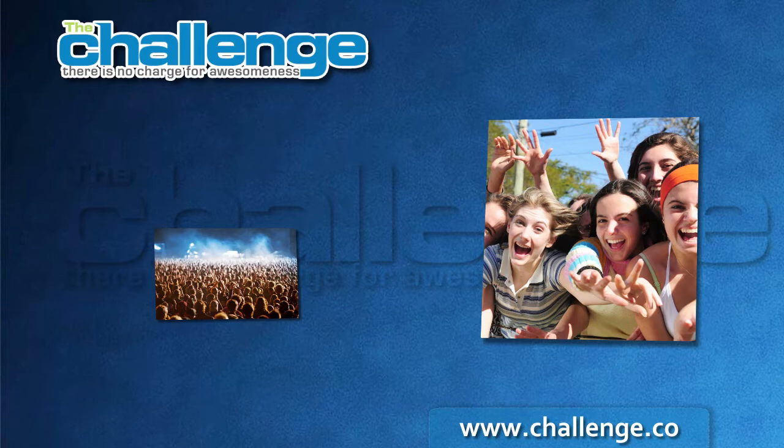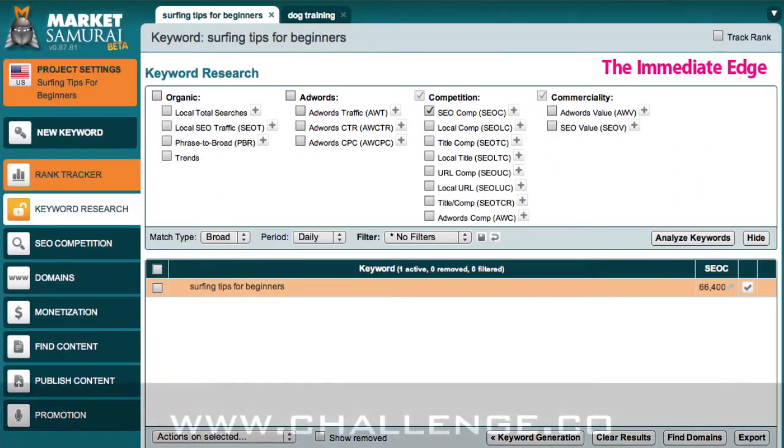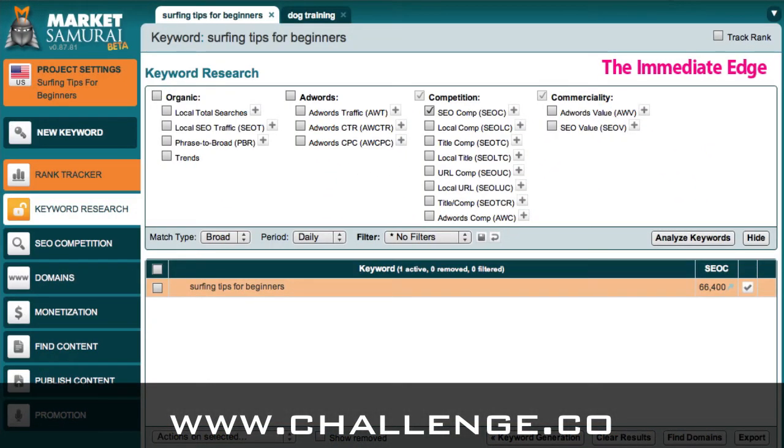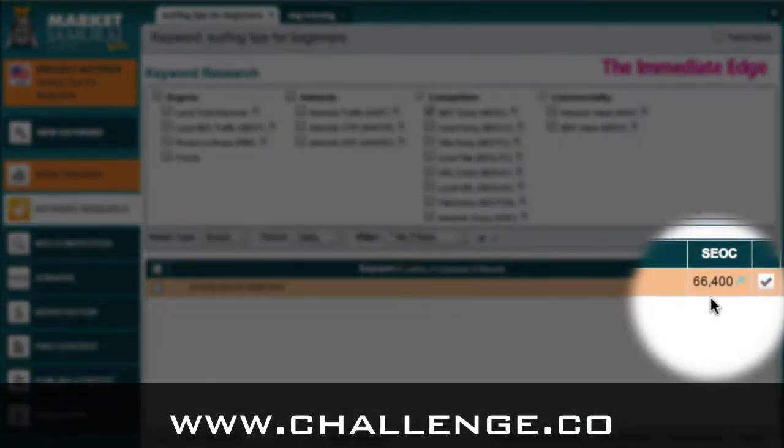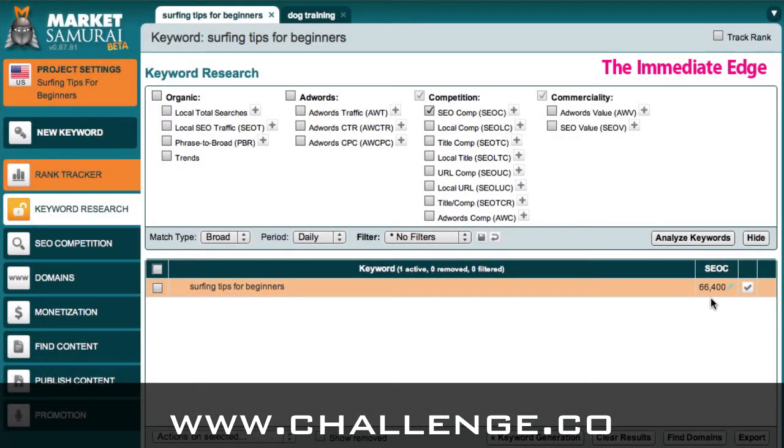So if we think about this now, flipping back to our keywords and the research that we're doing, let's nip inside Market Samurai and take a look at what this means for us. So if we have a look here, we've got a keyword which is surfing tips for beginners, and I'm in the keyword research module, and you can see over here we have an SEOC, which is our SEO competition, of 66,400.